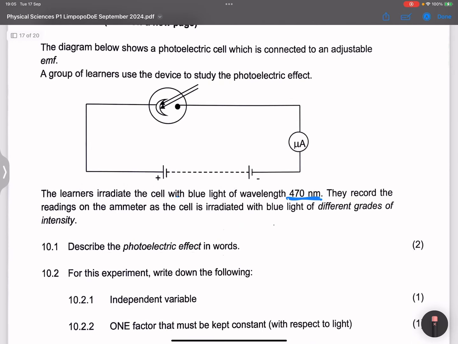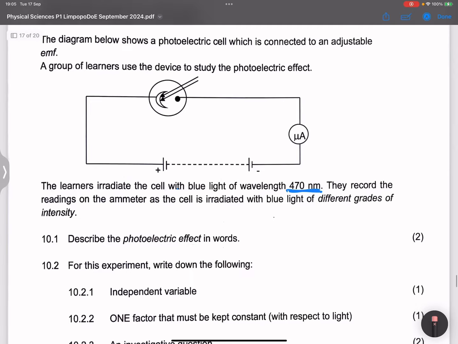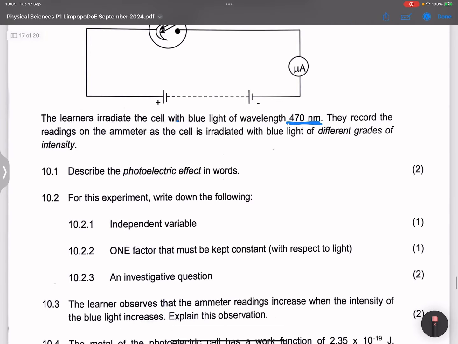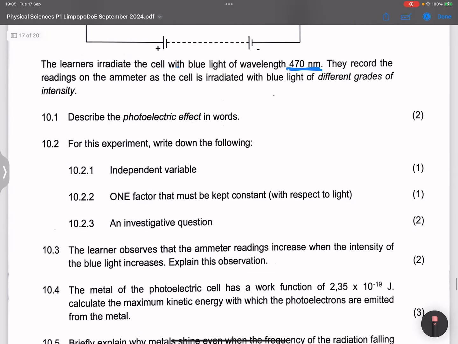So please remember that definition. That is the emission of electrons using light energy. But of course that's not the formal definition. Please just look it up. Now I'm going to go to 10.2.